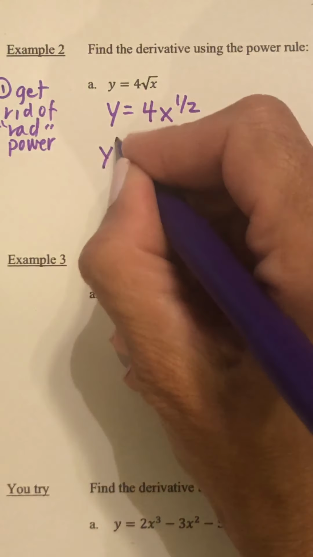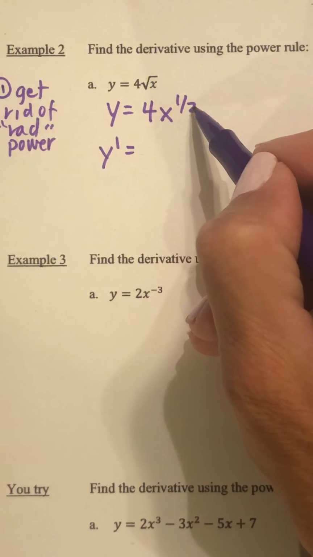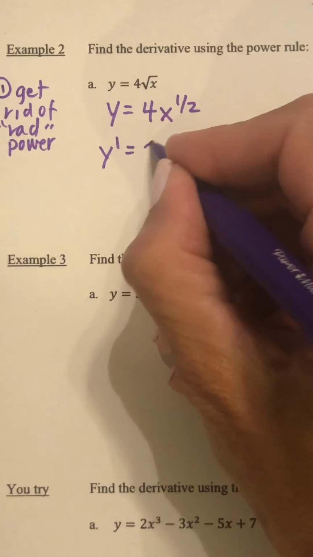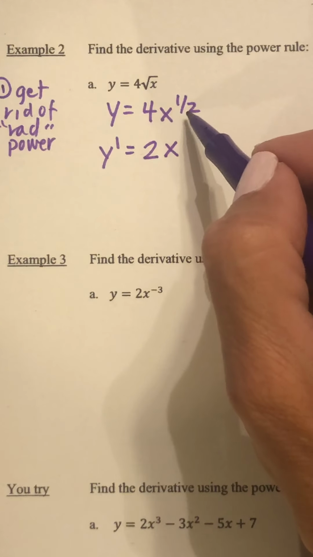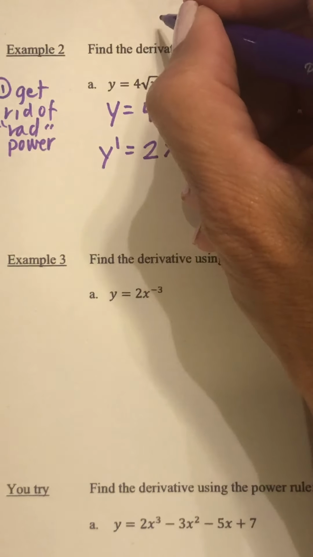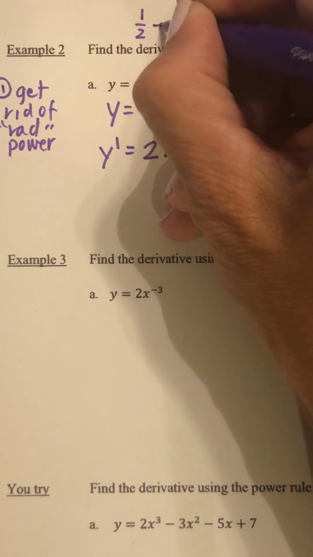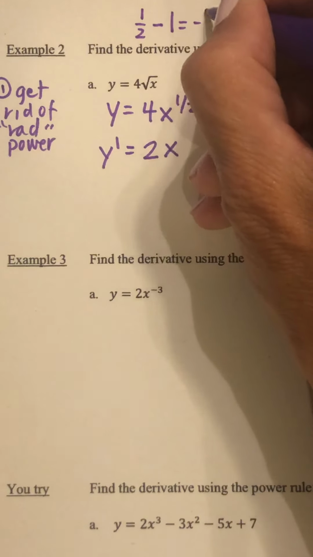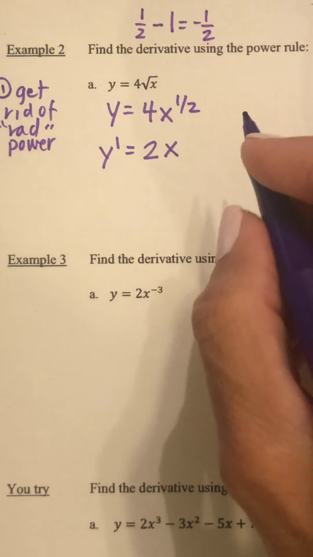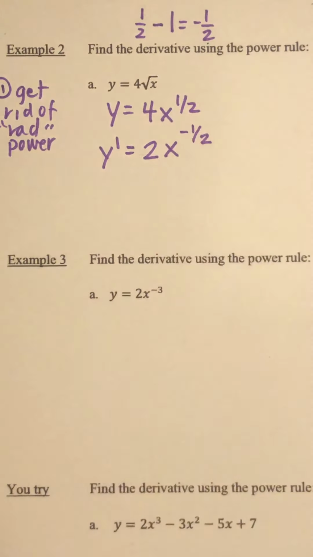Now y prime, the derivative, you're going to drop that power in front. It's going to multiply, so 1/2 times 4 gives you a 2. You have an x. Now, what's a little tricky is figuring out what your power is. Your power is 1/2, but you're decreasing by 1, so 1/2 minus 1 is actually -1/2. So your power here is going to be -1/2.